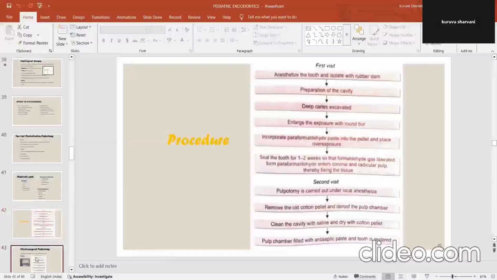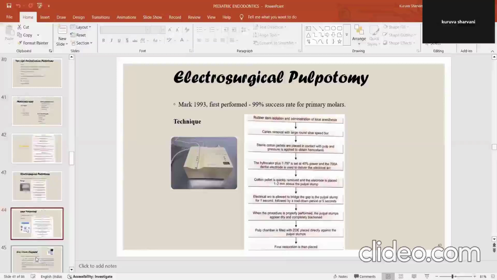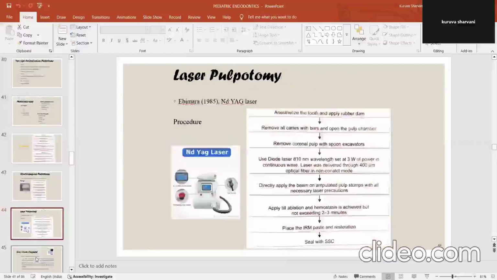Coming to glutaraldehyde pulpotomy, electrosurgical pulpotomy. See, here in formocresol, you are going to use 1/5 of Buckley's formocresol. Next, in the glutaraldehyde, we are going to use only 2% glutaraldehyde. Next, coming to electrosurgical pulpotomy. This is not important up to the final year status, just mention the name. Electrosurgical pulpotomy was given by Mack. And coming to laser pulpotomy. Here the Nd:YAG laser is used for pulpotomy.